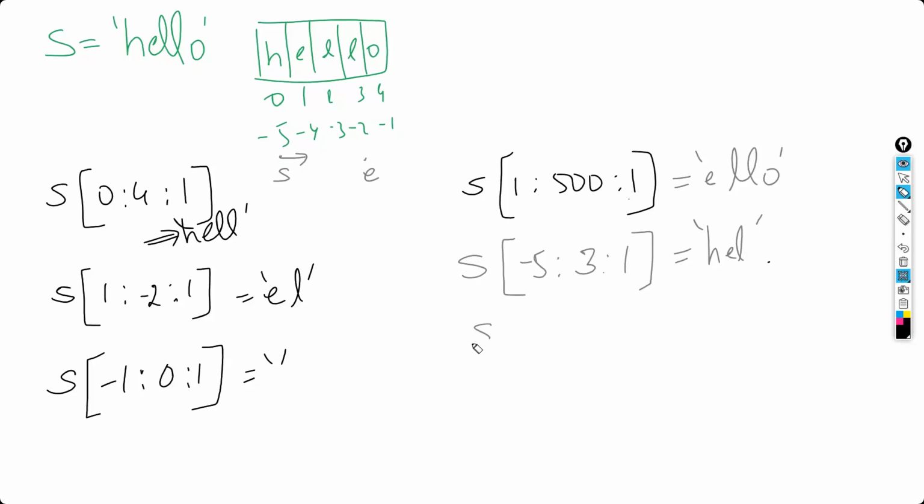Sir, S of 0 to 3, if I write 0 to 3 with an increment of 1, is it the same meaning? Yes sir, obviously the same meaning. Both are the same. The other name of -5 is 0 only. Instead of 3, if you write -2, it is also the same answer. If you write 0 instead of -5, also the same answer. The answer will be the same.